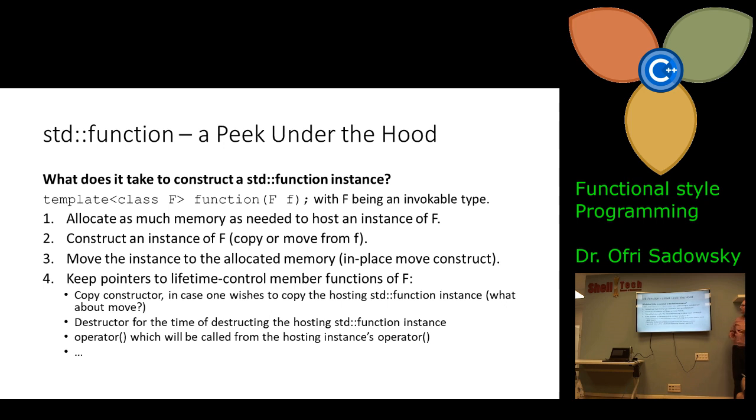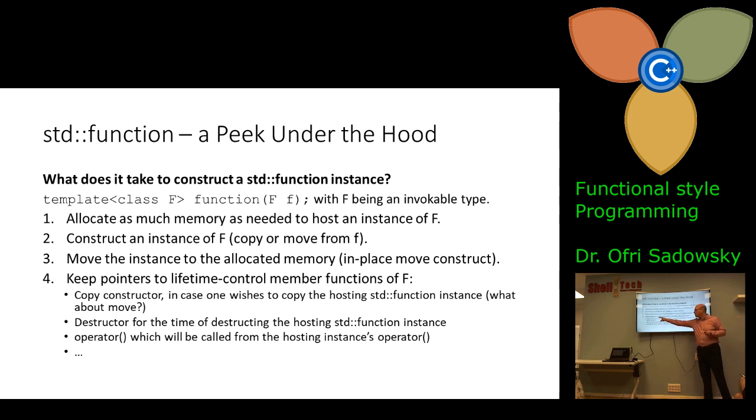I tried to imagine to myself how this function object, std::function, works. I'm trying to describe it, and it helped me when I actually tried some of it at home. What does it take to construct a std::function instance? This is the signature of the constructor. It's templated over essentially anything, takes it essentially by value. This is the object f, and somehow it has to host it. How does it work? First, we need to allocate memory for our internally hosted instance, as much as needed. We need to construct an instance of this class, either by copy or by move. That instance is itself moved into the allocated memory, sort of an in-place move construction.